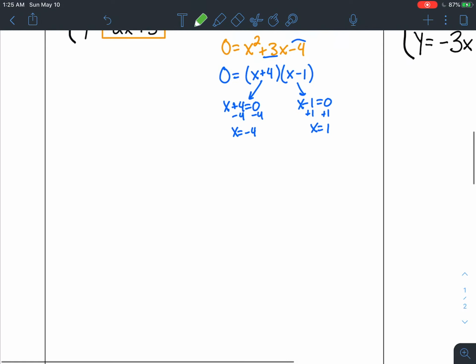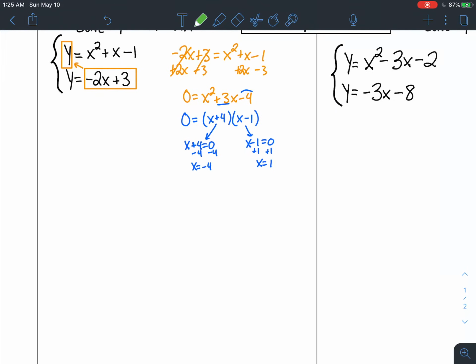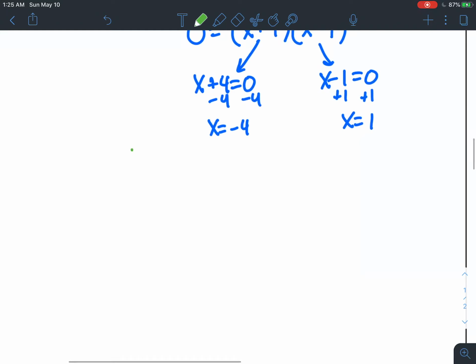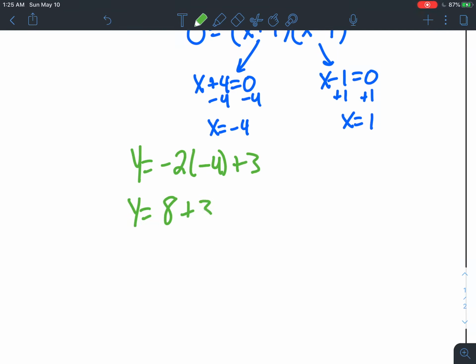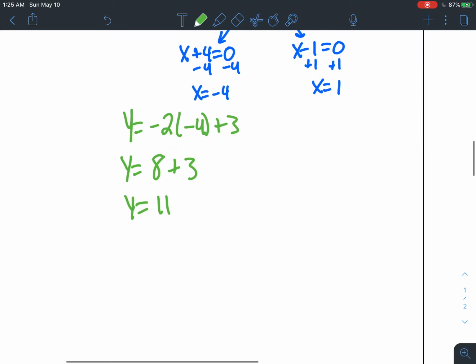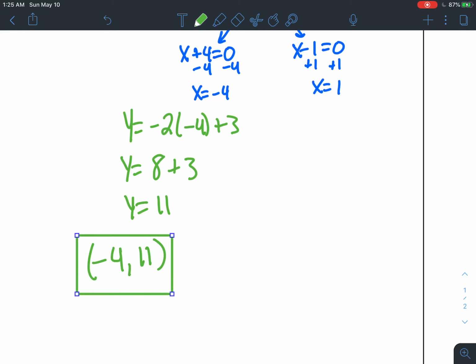So I'll just try, I've got plenty of space down here. If I plug in -4, I'm going to use the bottom equation, which is y equals -2 times x plus 3. Y equals -2x plus 3. -2 times -4 is a +8, plus 3 is 11. So -4, 11 is one of my 2 solutions for this system.